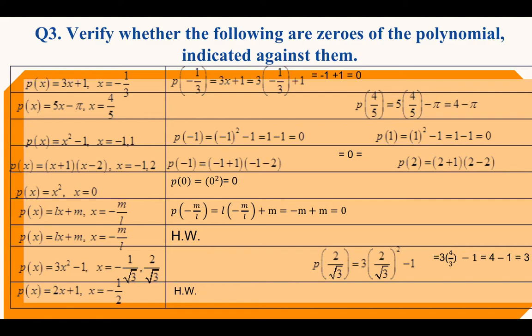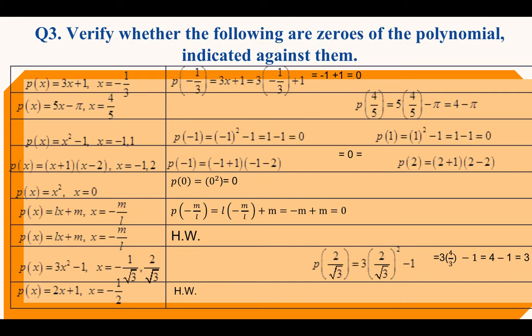Now the next question, p of x is equal to x plus 1 into x minus 2 at x is equal to minus 1, comma 2. So we have to check whether it's a 0 at minus 1 and 2. So again what we'll do, we'll put the values of x as minus 1 and 2 in the given polynomial. So p of x, means p of minus 1 equals x plus 1, means minus 1 plus 1, multiplied by x minus 2 is given there. So the value of x is minus 1 minus 2.